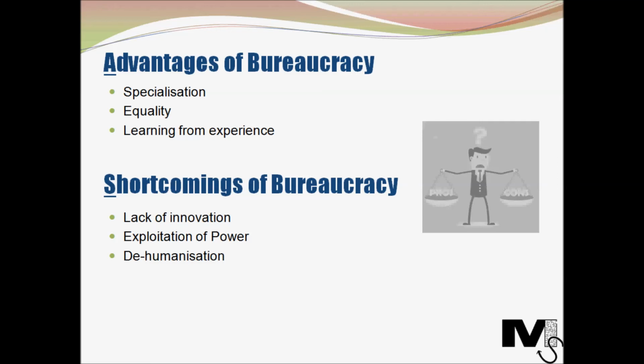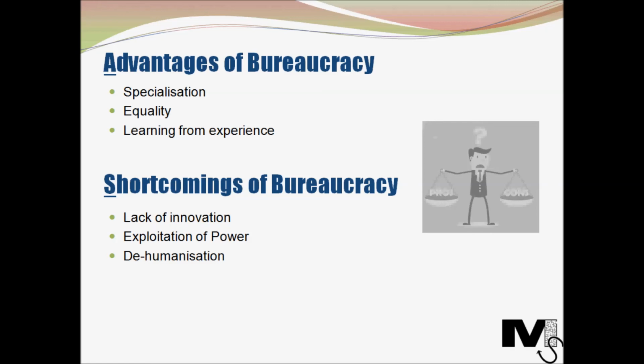Equality. Now, bureaucracy promoted equality in the organization, or at least it was supposed to. The management in ideal bureaucracies treated everyone equally. The policies were applicable to one and all. Learning from experience. Now, systematically recording all transactions and interactions meant that people could look at what was done in every situation in the past and then learn from that experience if the same situation happened again. This obviously resulted in reduction of errors and an increase in productivity.